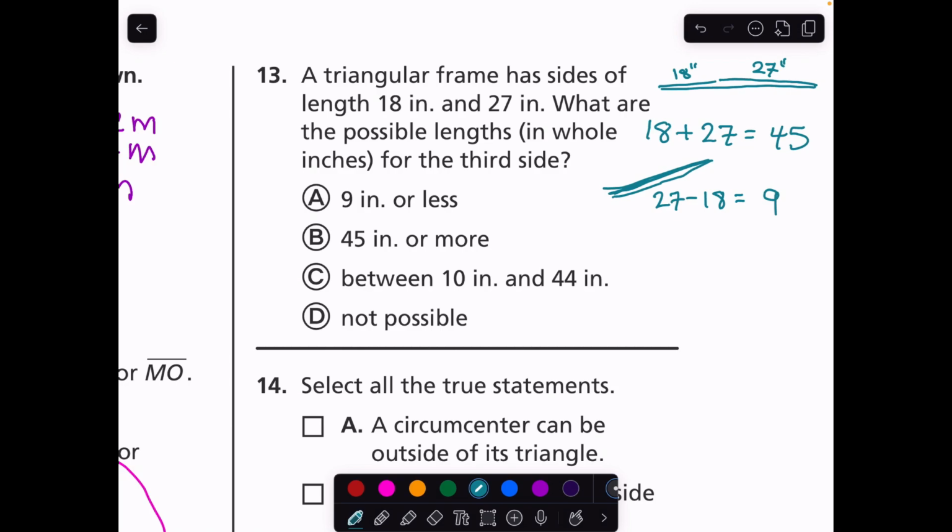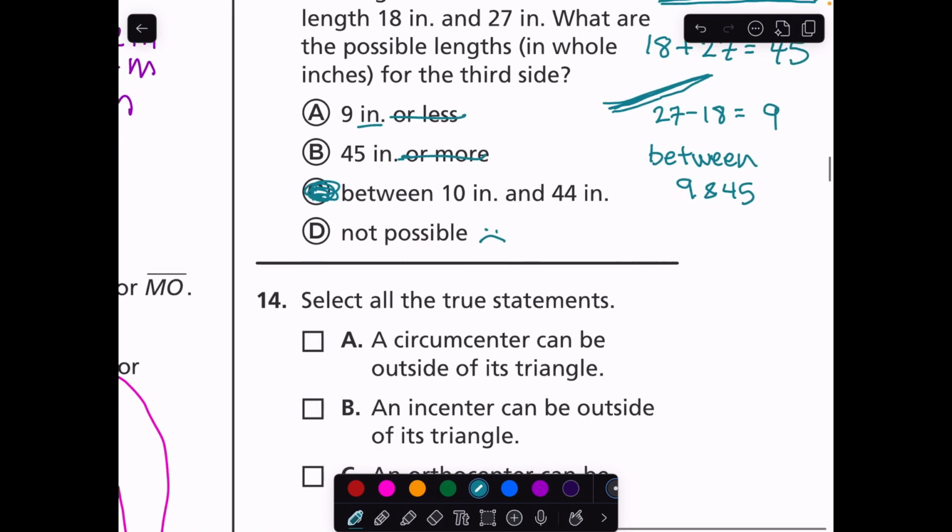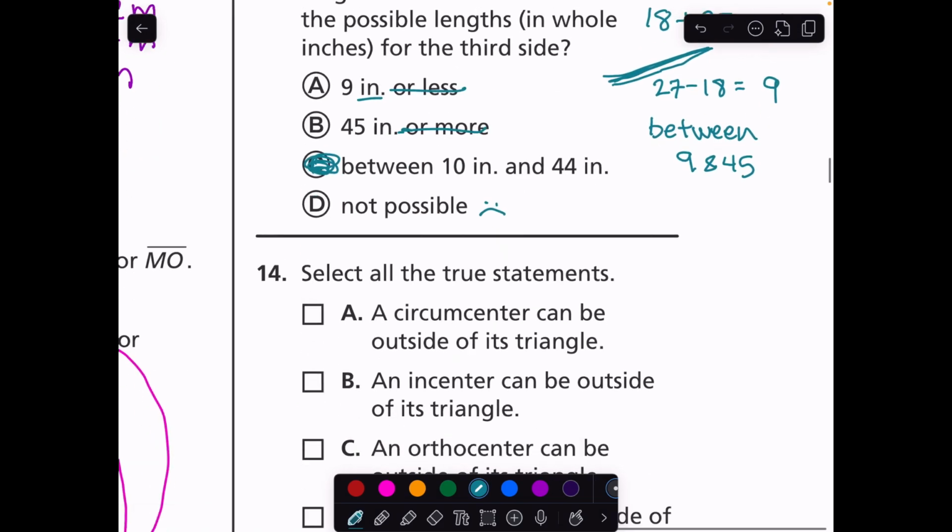So for sure we want it to be somewhere between 9 and 45. So which one of these situations is between 9 and 45? Well, this is 9 inches or less. For sure can't be less. 45 inches or more, for sure no. Between 10 and 44, yes. And it is for sure possible. So there we go. All the true statements.